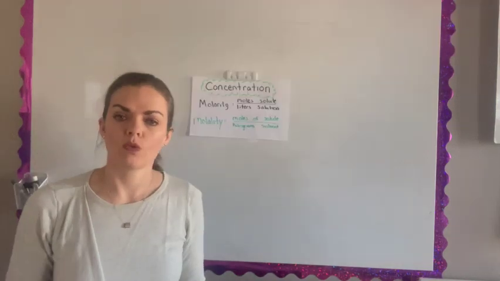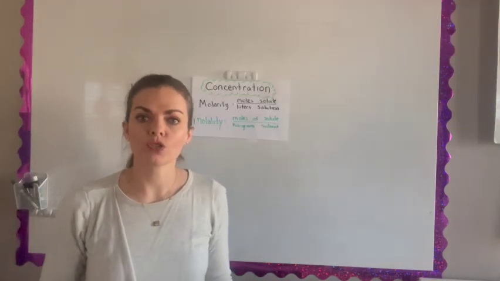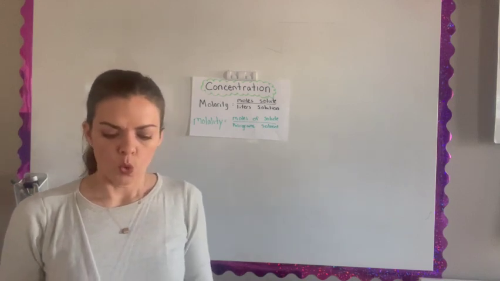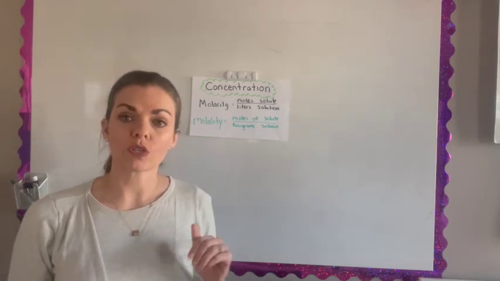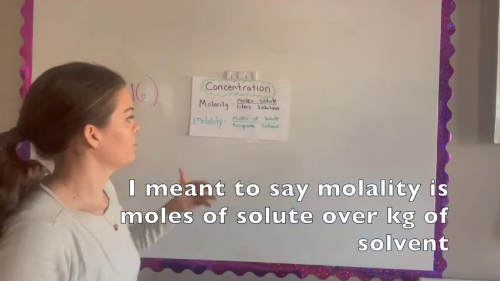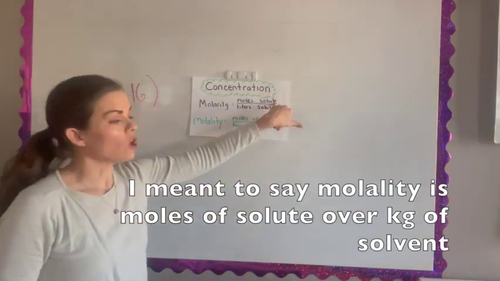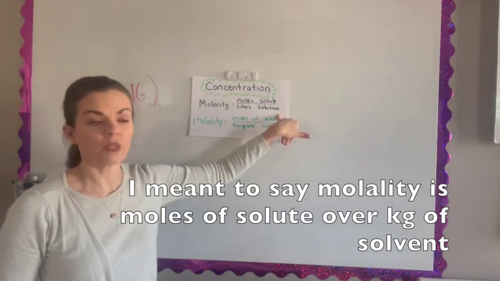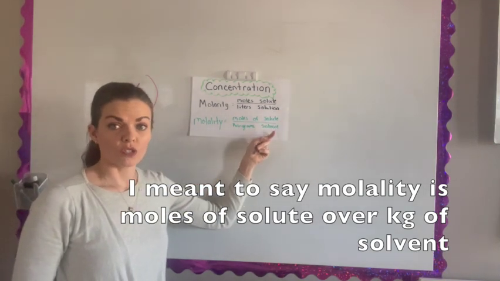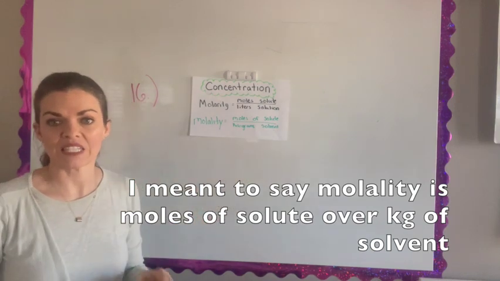For number 16, the question says, of the 2 concentration units we've used in this chapter, molarity and molality, which one is a ratio of the amount of solute to the amount of solvent? And so if we look here, molarity is solute to solution, and molality is the amount of solute to the solvent. So the answer for number 16 is molality.